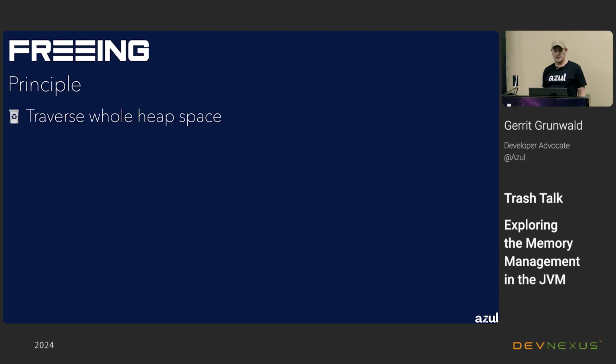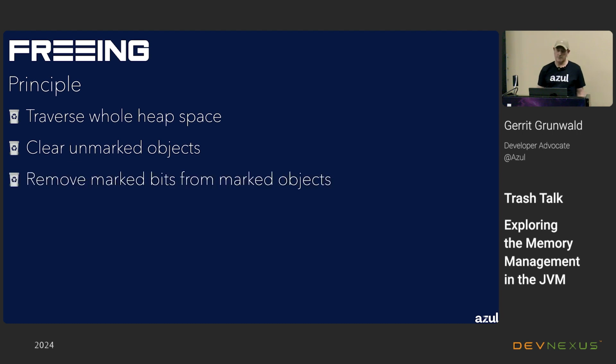If we take again, so we traverse the whole heap. Now we have to check every object and check is it live or not, because we marked them before. This should be easy, but keep in mind, we have to really check every object in the heap. We can't just check some of them, we have to go through all of them. And then we clear the unmarked objects and remove the marked bits from the marked objects, right?